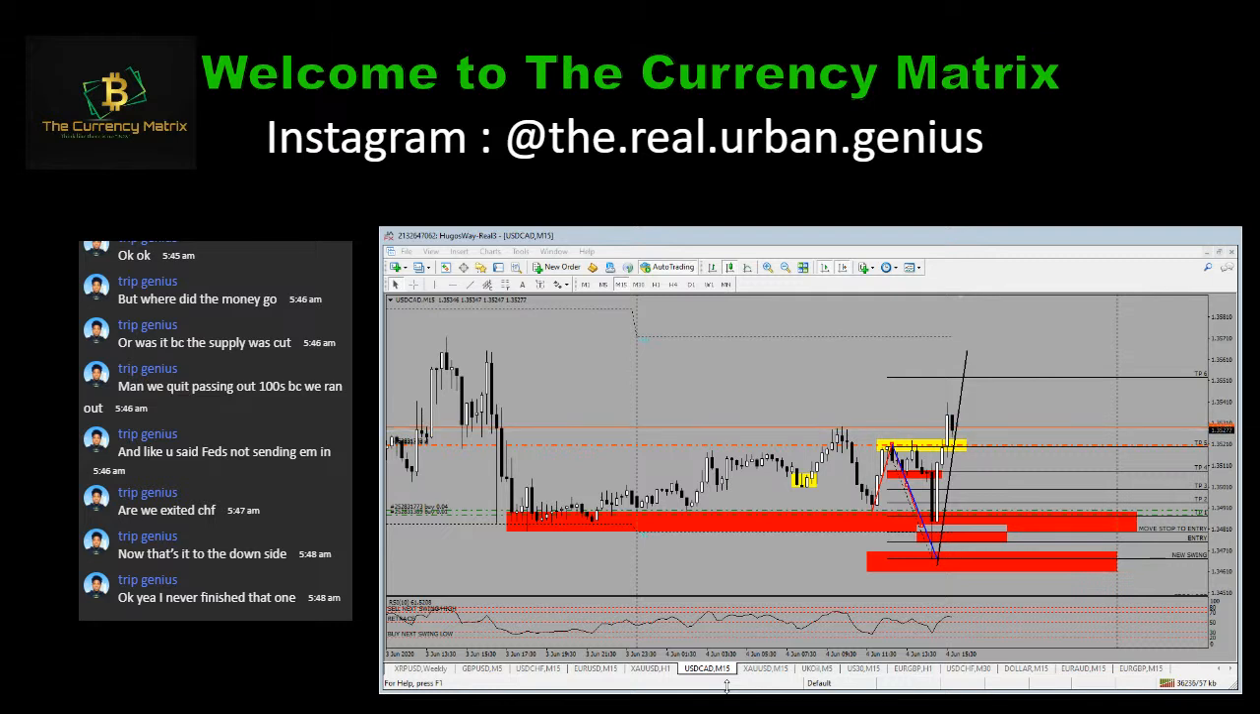Let me see, USD CHF. No, it's still valid. USD CHF still valid long.